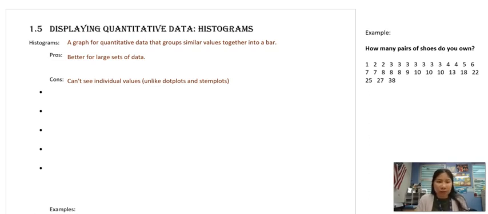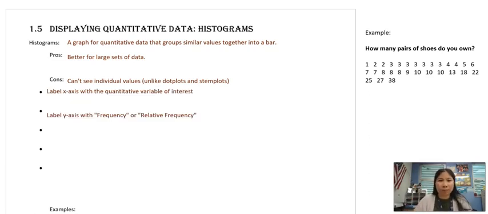Something we don't like about histograms is that you can't actually see individual values, because in the stem plot you can actually go through the plot itself and read, oh, this is the data point that stands for like 17 or something. But in a histogram you can't, because you just see bars.